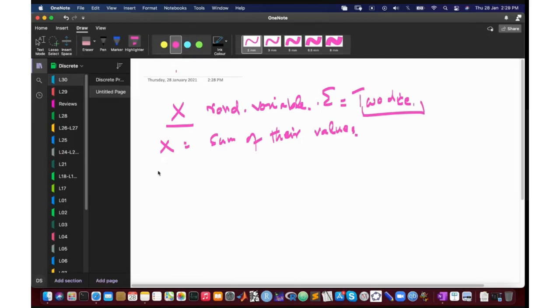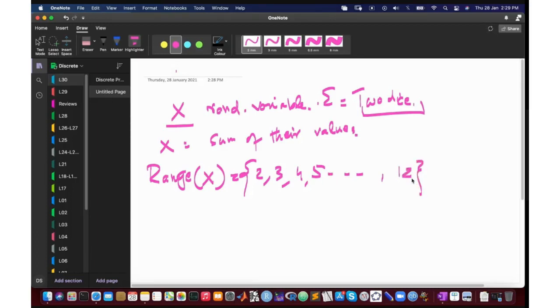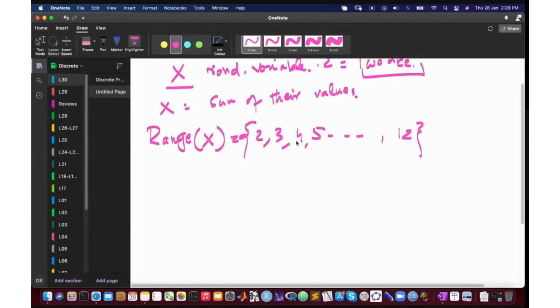Every random variable has a range, which is the possible values that the random variable can take. What's the range of X? What are the possible values of X? 2 to 12. Yeah, you can get all of these values as a sum of values that come out of two dice. After that, for every value, the random variable will have a probability.